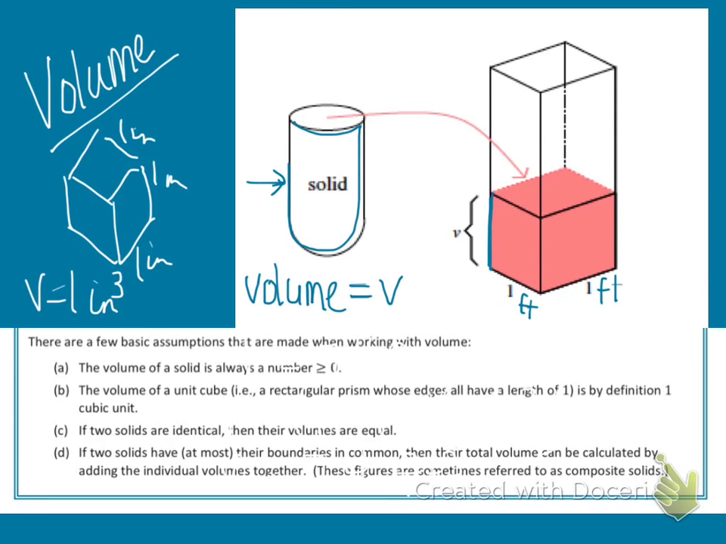If 2 solids are identical, then their volumes are equal. So that kind of makes sense. And then this is important. If 2 solids have at most their boundaries in common, then their total volume can be calculated by adding the individual volumes together. So sometimes you might have a shape that has something else coming off the side of it, and you can just add the volumes together. We do that a lot with area as well. Okay, so let's look at some examples of calculating volume.